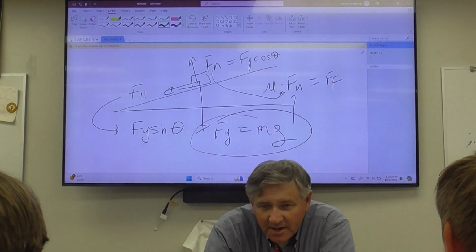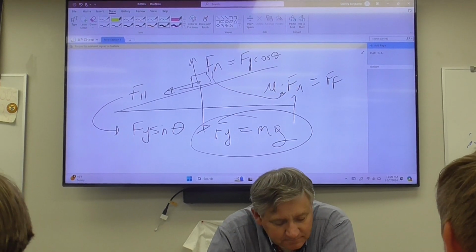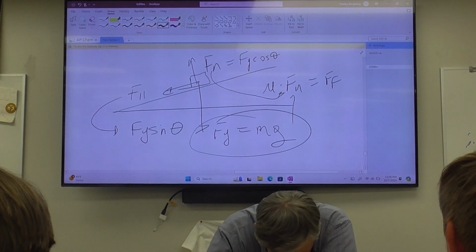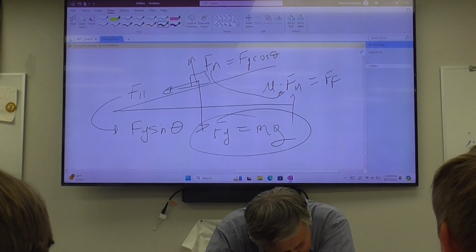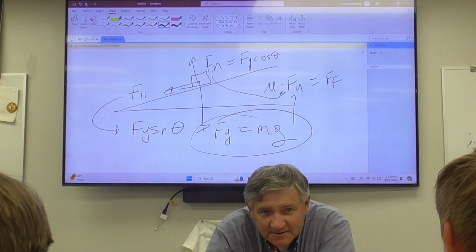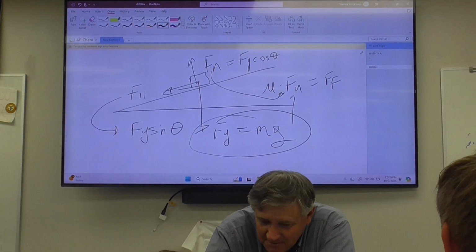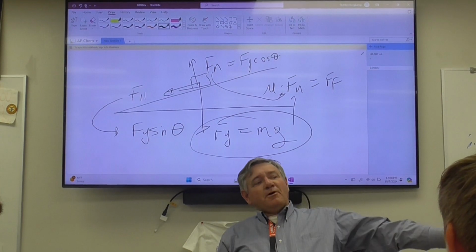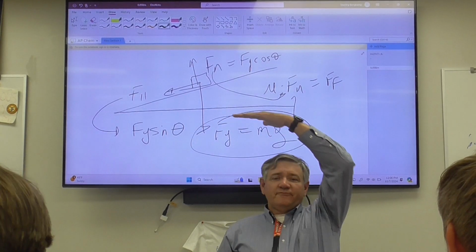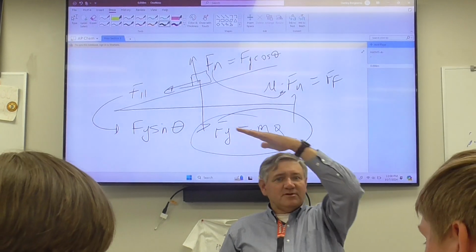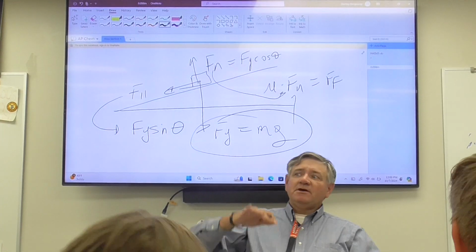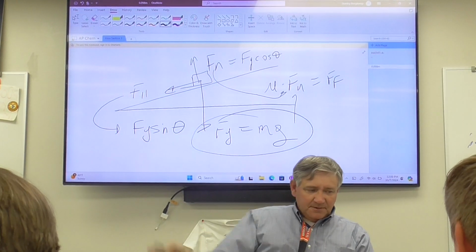Now, if there's friction, Kellen, will friction always act up the inclined plane? No. Which direction will it always act? Opposite the direction of motion. Beautiful, okay? So if you're pulling it up the inclined plane, friction's going to act down the inclined plane. If you're letting it slide down the inclined plane, friction's going to act up the inclined plane.